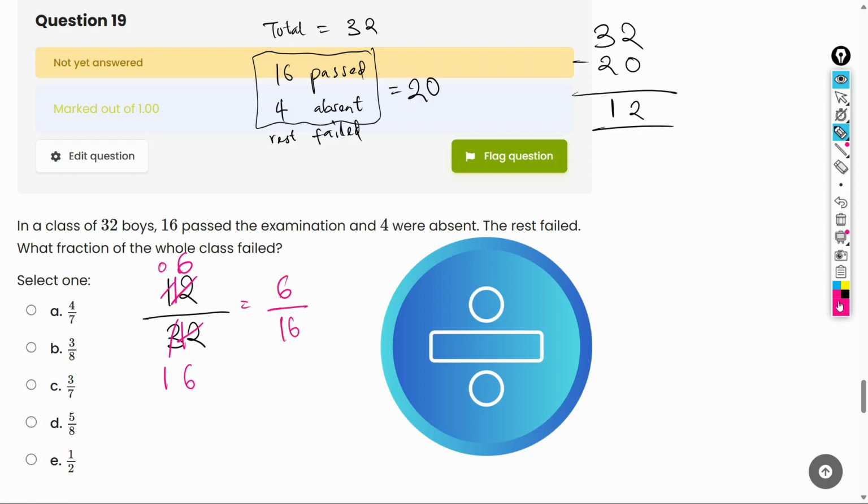We can still reduce this. 2 into 6 is 3. 2 into 1 is 0, carry 1. 2 into 16 is 8. So that's 3 out of 8. So this means that 3 out of 8 of the class failed. And that's here.